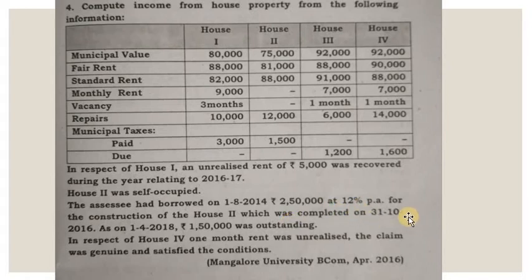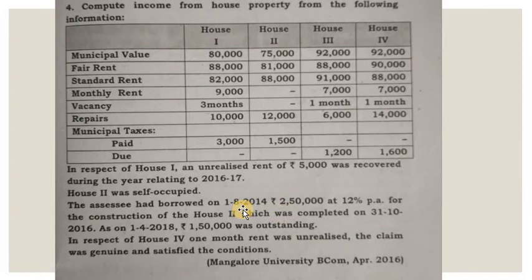The house was completed on 31st October 2016. So 31st March of the previous year is 2017, right? 31st March of the preceding previous year, so here the preceding previous year is 2015-16. So March will come in the next month, that is 31st March 2016. So let us write down.